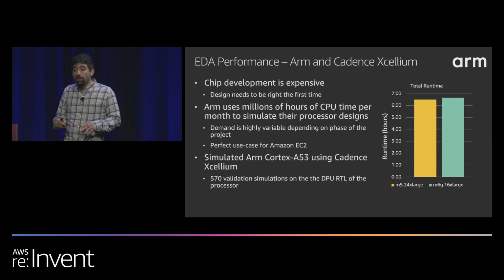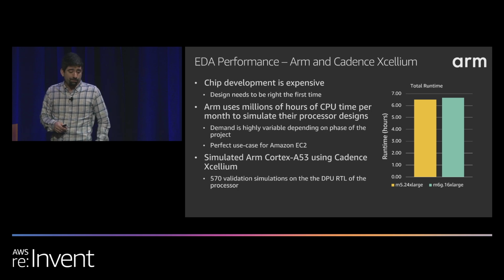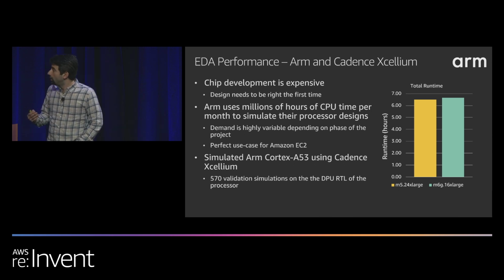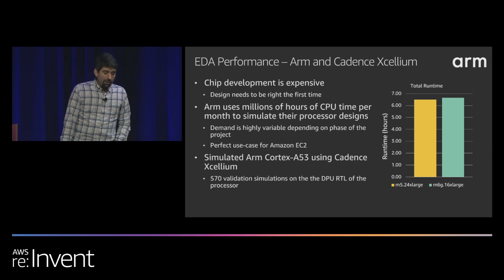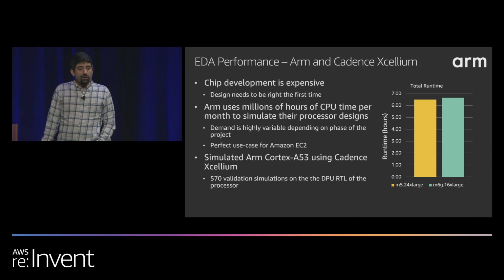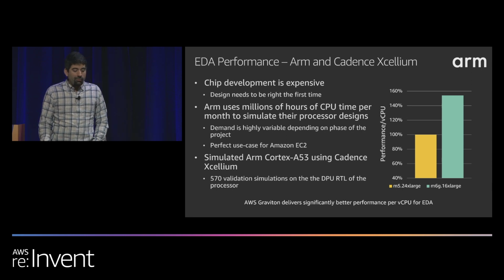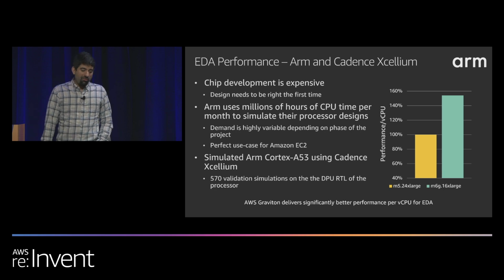So they took 570 real validation jobs that they run on a Cortex data path, and a Cortex core, and ran them on an M5 and on an M6G with Cadence Xcelium. And you can see here that the runtime was a little over 6 hours, 6.5 hours, and the M6G is about 2% slower. But unless you're looking carefully here, the M5 24xlarge has 33% more cores than the M6G. So per vCPU, we're actually getting 50% more performance on this workload than the M5.